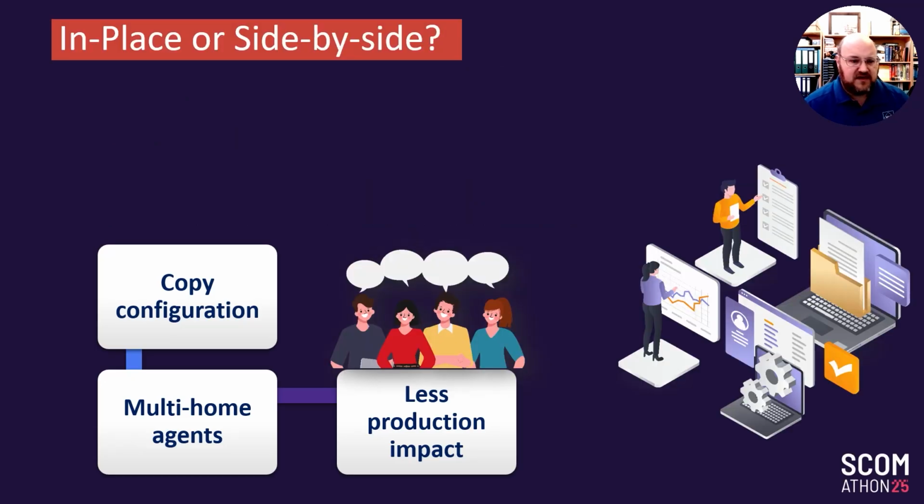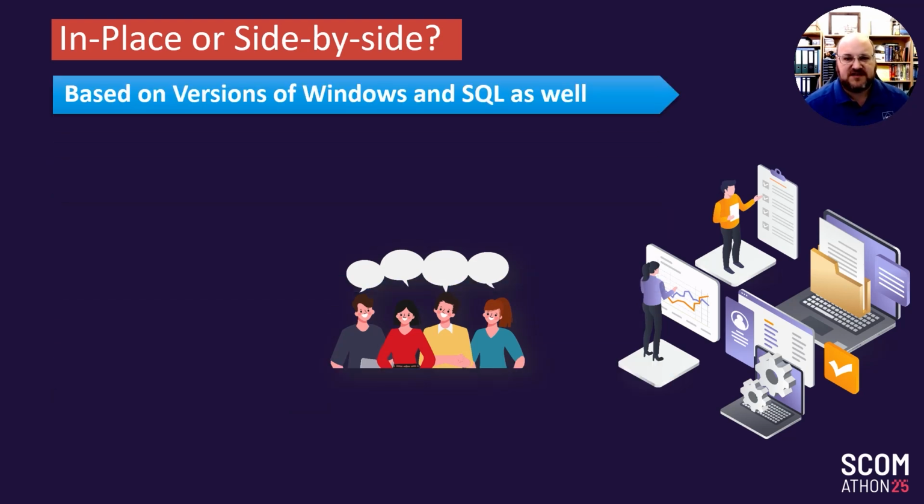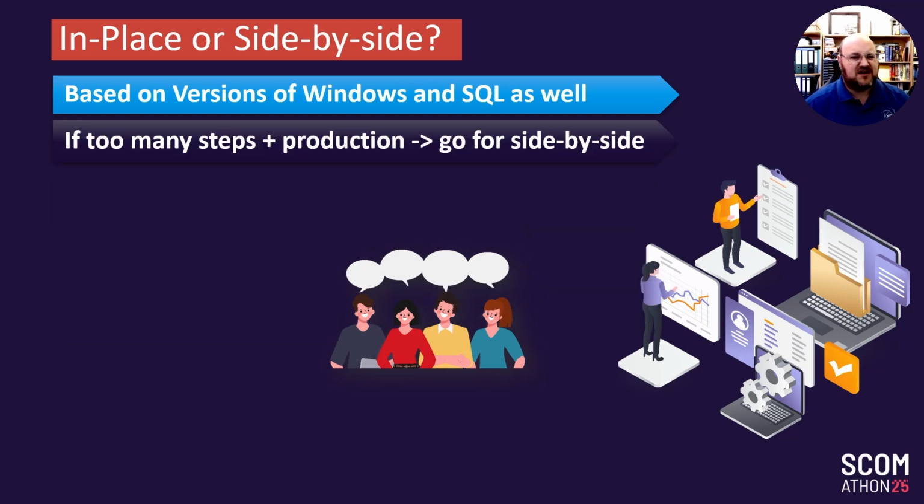So now we can decide what type of migration we are looking at. So in bullets, where we are deciding which type of migration we are going to do, the decision on which method to use depends not just on the SCOM version, but also on the Windows and SQL versions as well. If there are too many upgrades for these 3 products involved at the same time in production, there's a larger chance of messing things up, but also there will be many steps involved. In most of those cases, but not all, I prefer to select a side-by-side migration.